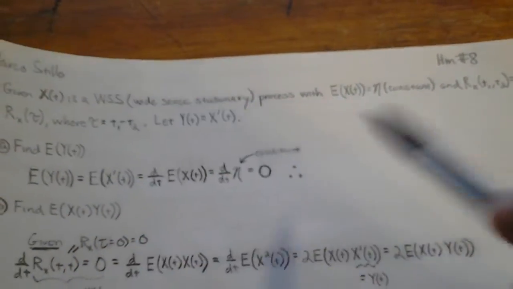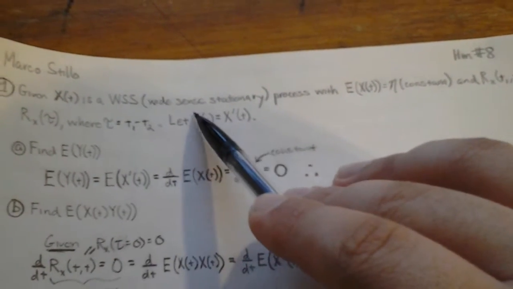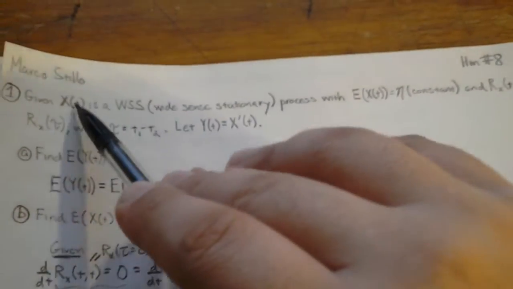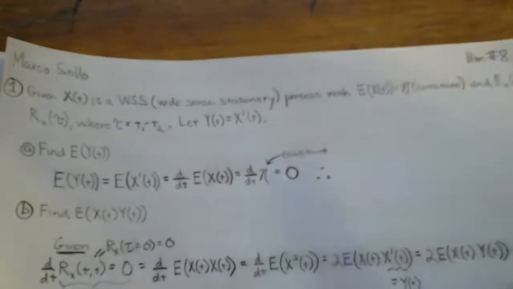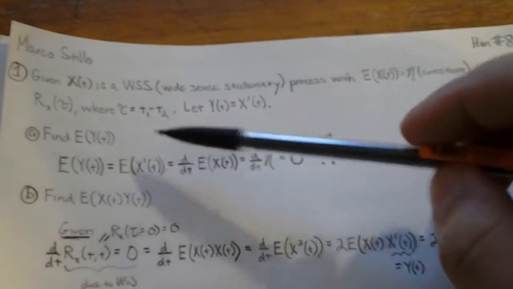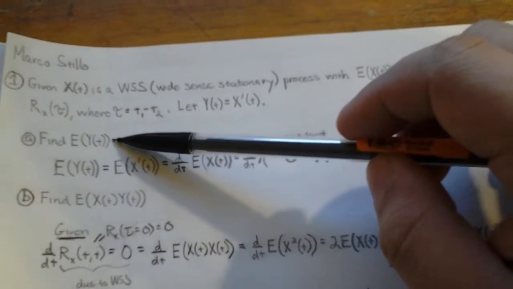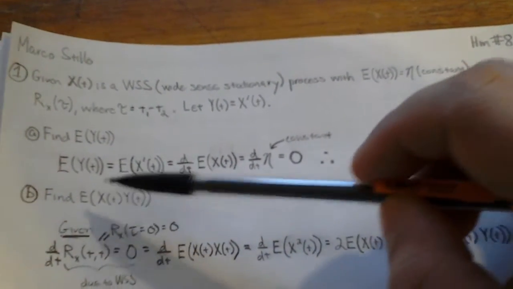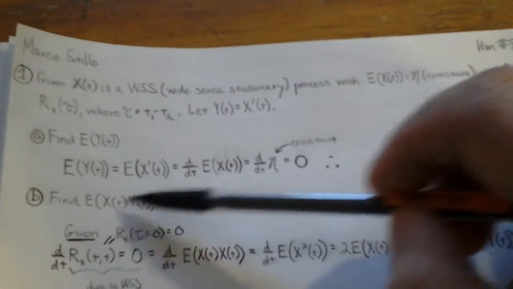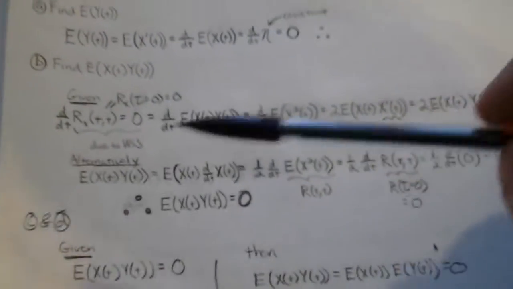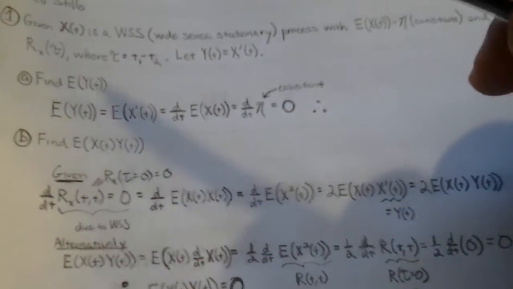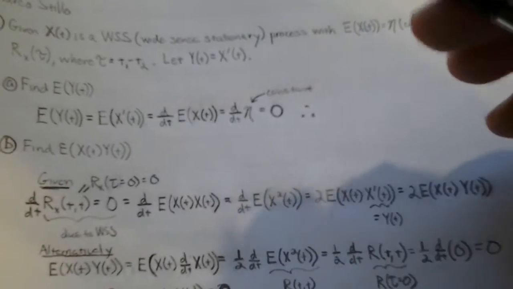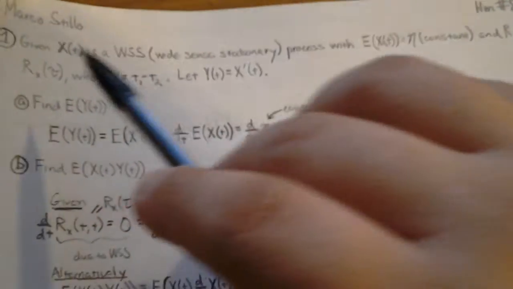We have that as given. Finally, we have another variable, which we call y(t), which we define as the derivative of our x variable. Problem number 1 asks us to do 3 things. Find the expected value of y, find the expected value of the product of x and y, and finally prove whether the terms x and y are uncorrelated or orthogonal. So let's begin simply.